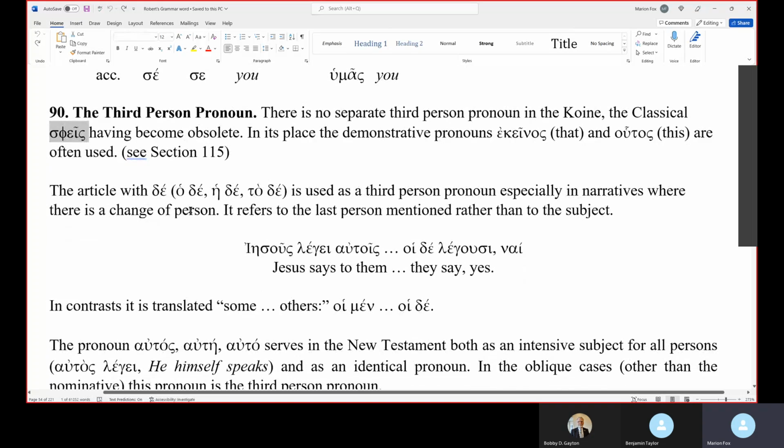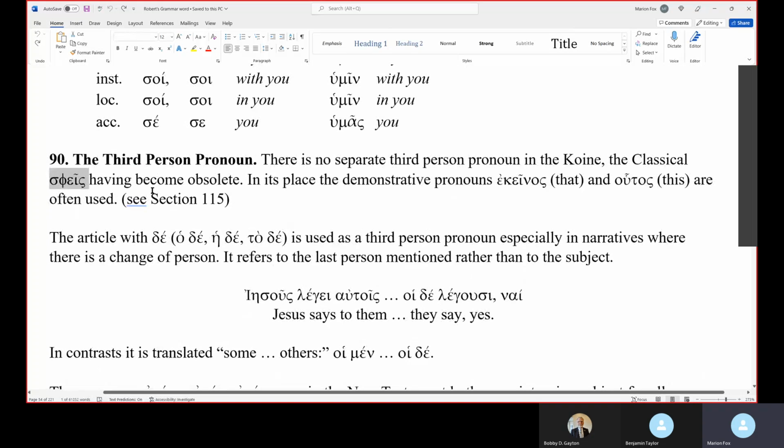Let's go into section 30 now. We don't have a third person pronoun per se, but we have some structures that function like a third person pronoun. So in its place, we have the demonstrative pronoun. We have ekeinos, and that is the word that. We'll get to those words a little bit later. And houtos, notice the rough breathing, the word this. The word that is the far distant object, and the word this is the near object.